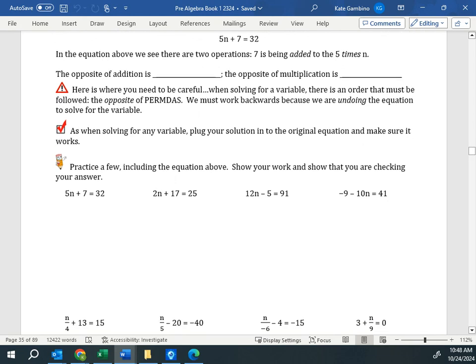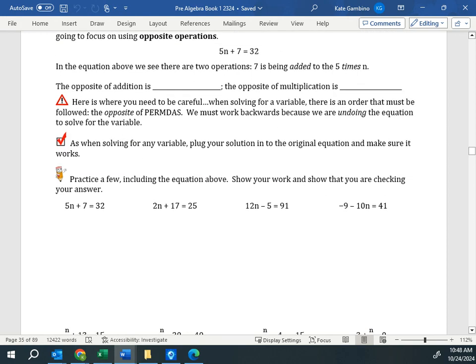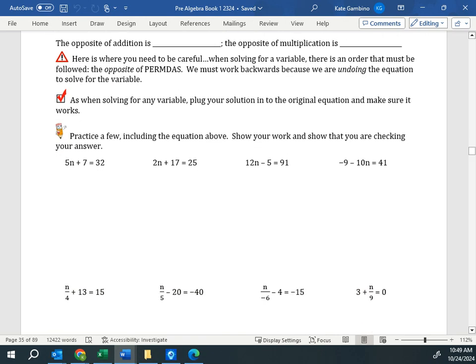So we're going to focus on purely doing opposite operations. And yes, there is a specific way to do it. I want you to set it up this way. We're going to look at 5n plus 7 equals 32. In the equation above, we see there are two operations happening. 7 is being added to the 5 times n. So we have two operations we're doing. We're looking at opposite operations.